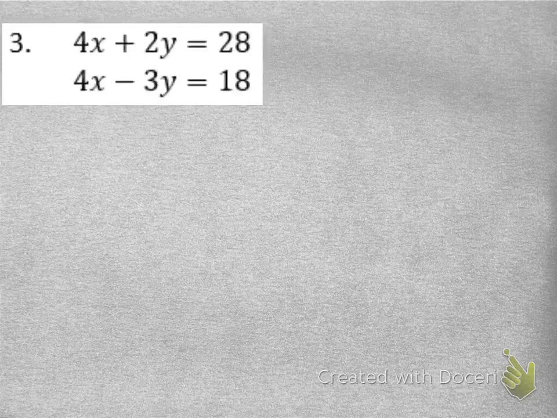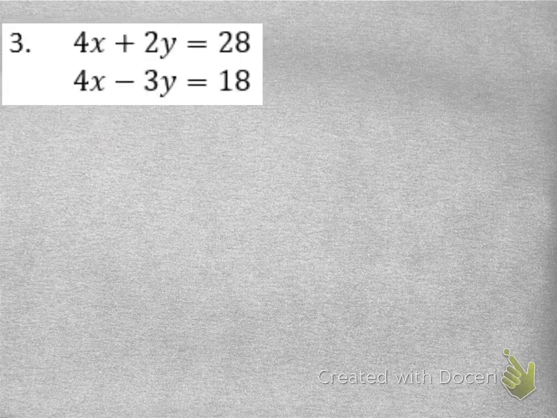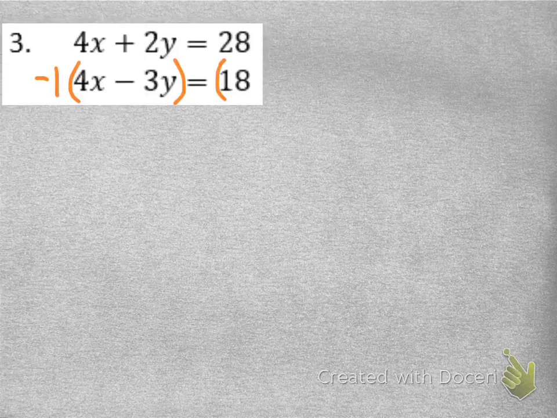Here, if we add them just like they are, now don't write this down, but if we add them just like they are, we would get 8x minus y. So nothing would be eliminated, equal to 46. But we want something to be eliminated when we add the equations together. So we're going to multiply one of our equations by negative 1. The reason for that is because the x's have the same coefficient. We want them to have opposite coefficients.